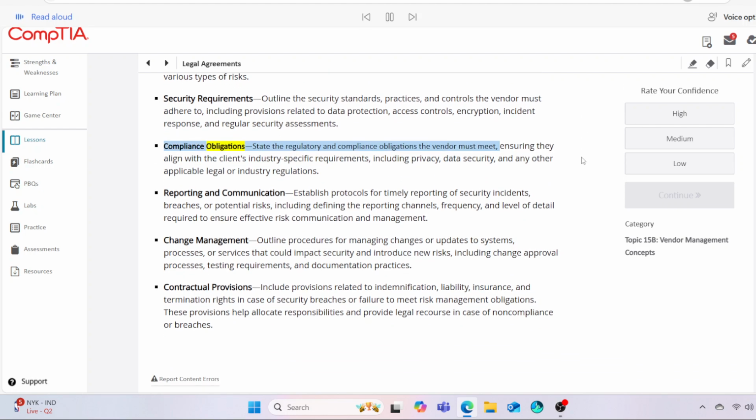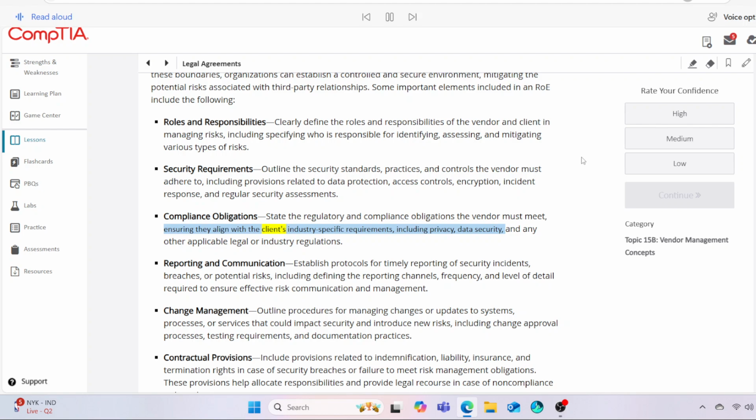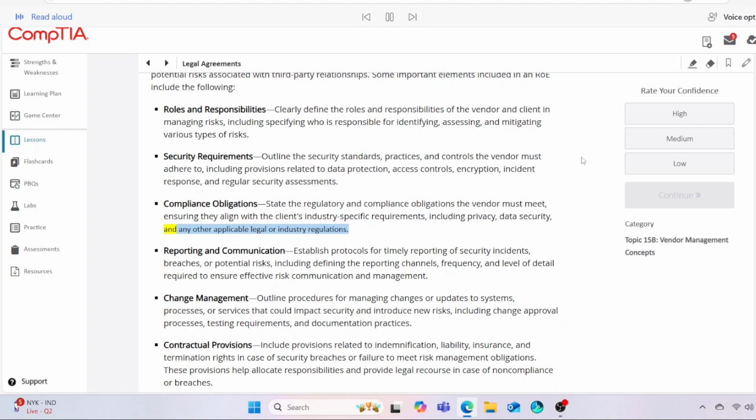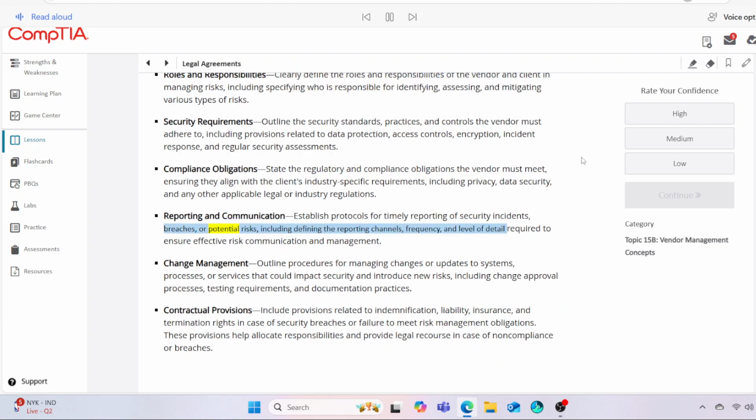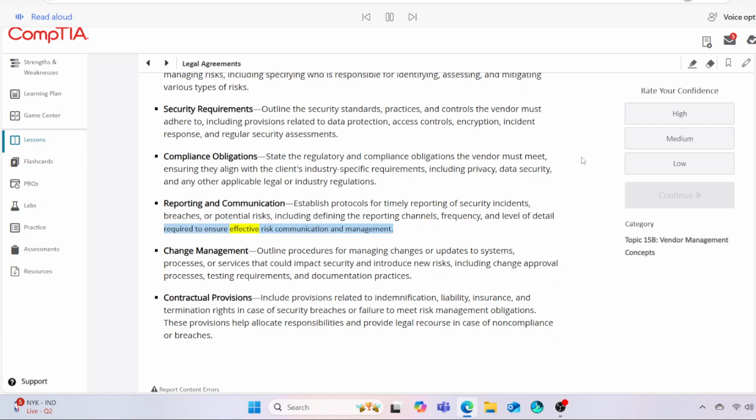Compliance obligations state the regulatory and compliance obligations the vendor must meet, ensuring they align with the client's industry-specific requirements, including privacy, data security, and any other applicable legal or industry regulations. Reporting and communication establish protocols for timely reporting of security incidents, breaches, or potential risks, including defining the reporting channels, frequency, and level of detail required to ensure effective risk communication and management.